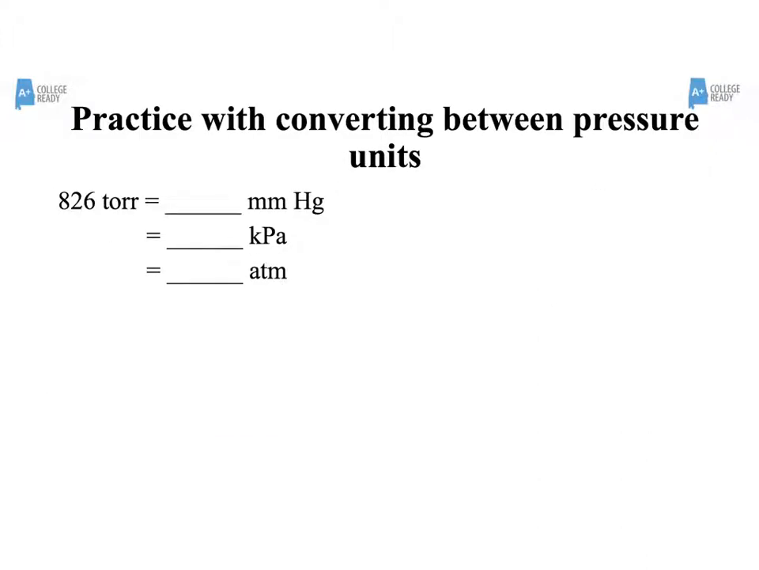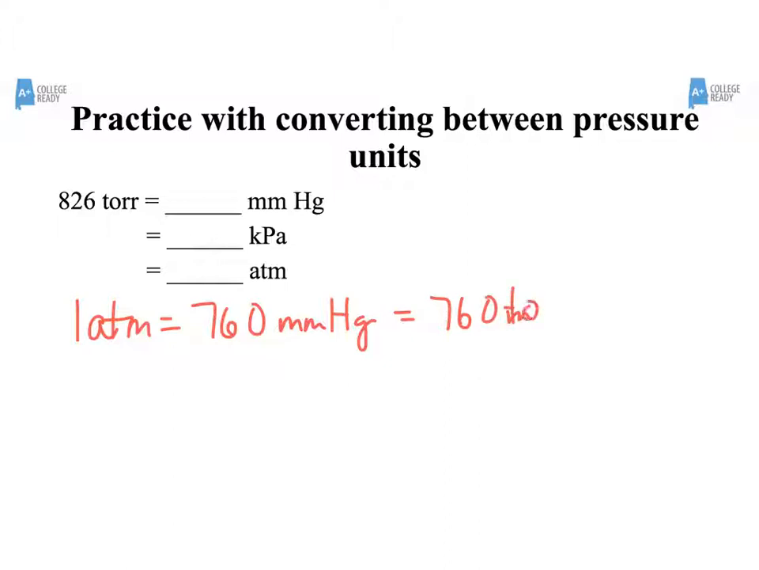So if our unit is 826 torr, and we want that to be in millimeters mercury, well, we're just going to have to do the conversion for that. So we know the relationships. We know 1 ATM is equal to 760 millimeters mercury, which is equal to 760 torr, which is equal to 101.325 kilopascals.